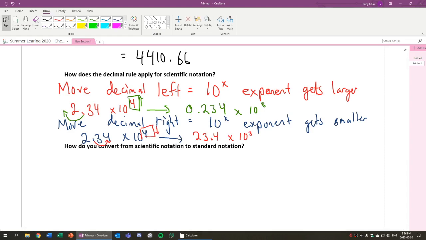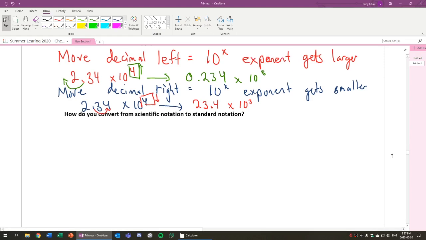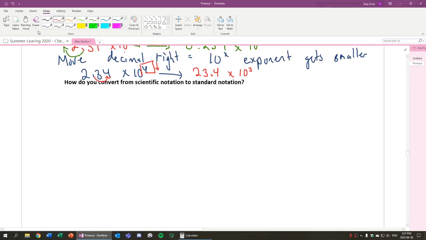Why is this important? This is important because you can always verify if your scientific notation is the correct number or not. When you want to convert your scientific notation into standard notation, just a regular number, you want 10 to the power of x, whatever that value is, to become 10 to the power of 0. Because 10 to the power of 0 is equal to 1. Anything to the power of 0 is equal to 1.